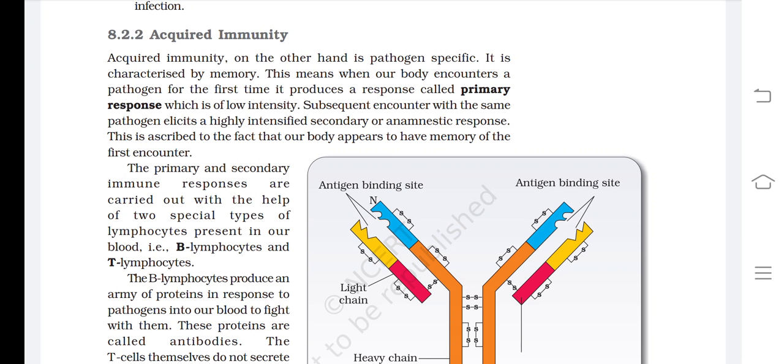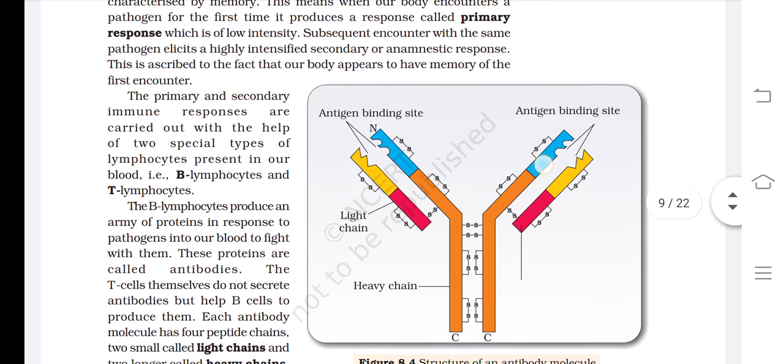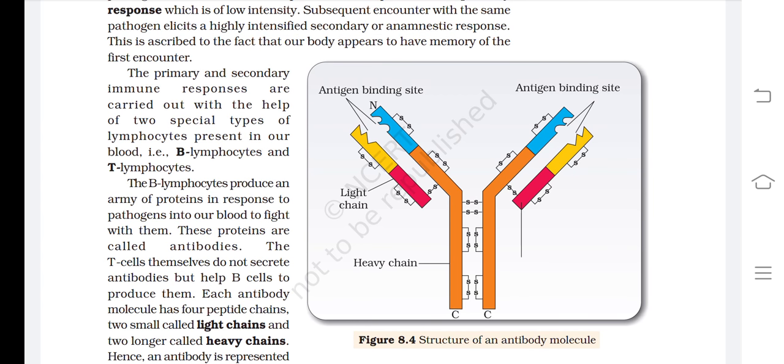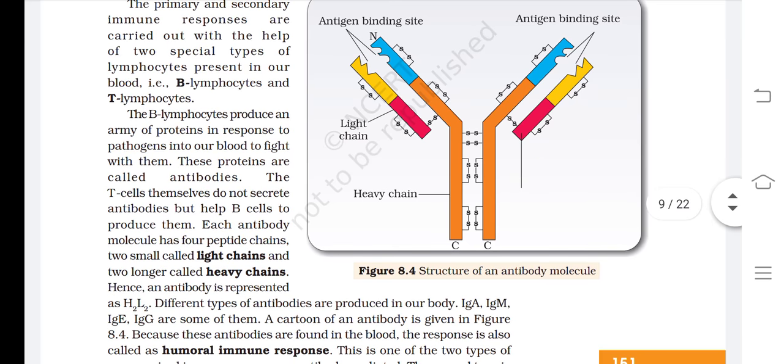This is ascribed to the fact that a body appears to have memory of the first encounter. The primary and the secondary immune responses are carried out with the help of two special types of lymphocytes present in the blood, that is, B lymphocytes and T lymphocytes. The B lymphocytes produce an army of proteins in response to pathogens into our blood to fight with them. These proteins are called antibodies. The T cells themselves do not secrete antibodies but help B cells to produce them.